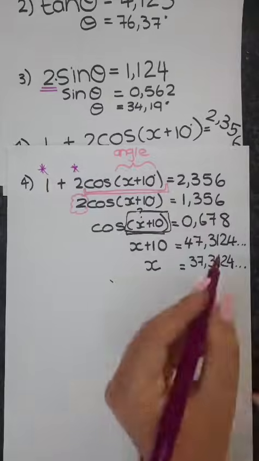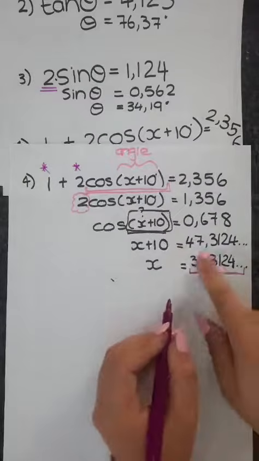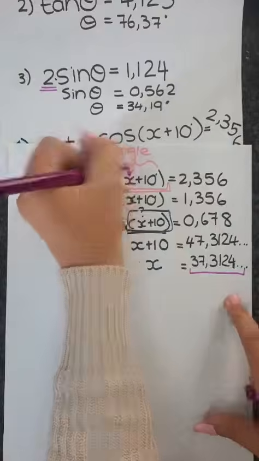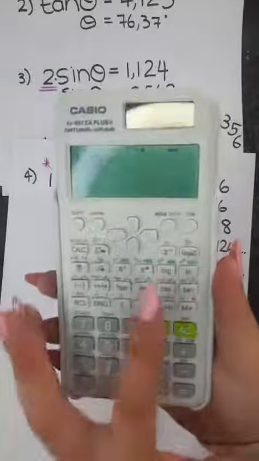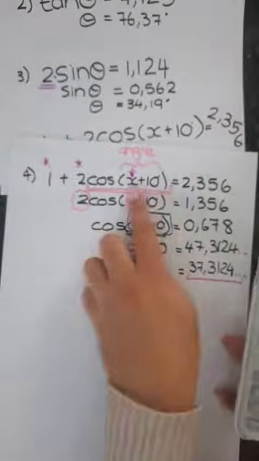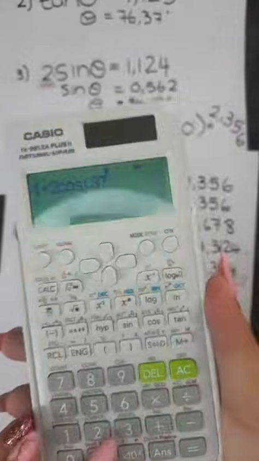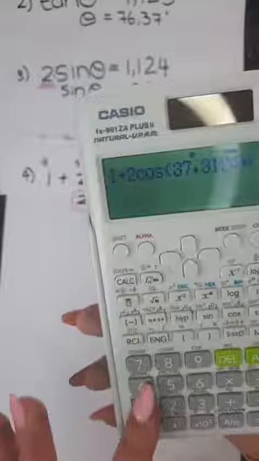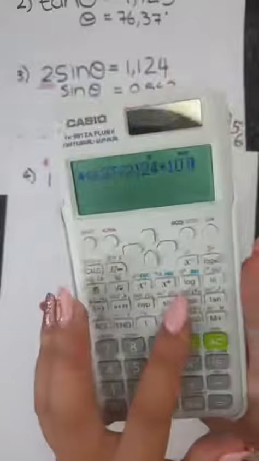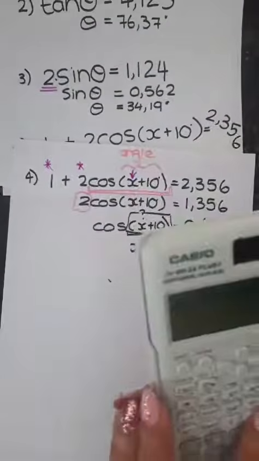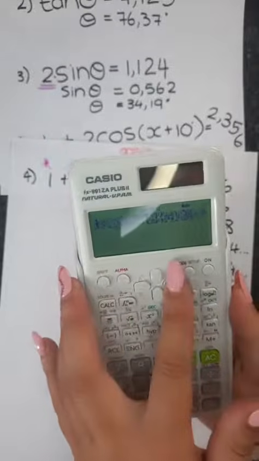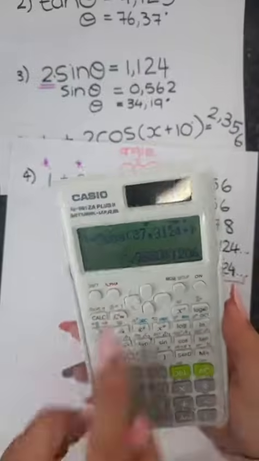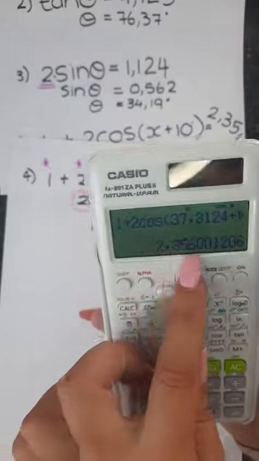We found the value for x. So to check to see if your answer is correct, you take your value for x and you substitute it in the place of x. So I go 1 plus 2 cos. Now x is that 37,3124, and there were more decimal places, but that should be fine, plus 10. So I'm just typing in close brackets. Okay, let me just check if I've closed all my brackets. Yeah. Equals, do you see there? It gives me 2,356.